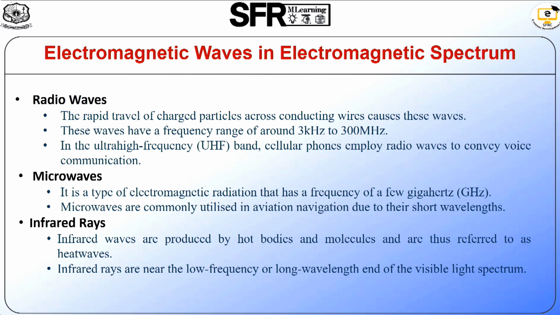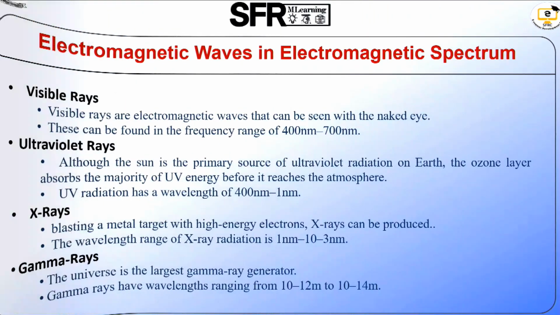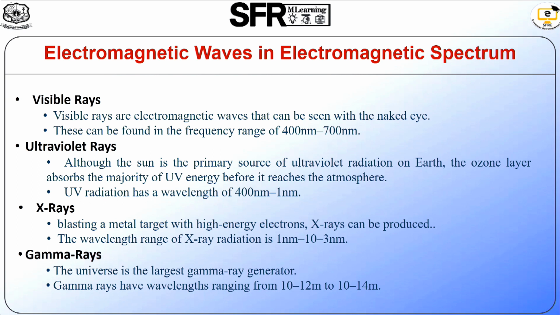Next one is infrared rays. Infrared waves are produced by hot bodies or molecules. So, infrared waves are referred to as heat waves. Infrared waves are near the low frequency or long wavelength end of the visible light spectrum. Next one is visible rays. Visible rays are electromagnetic waves that can be seen with the naked eye. They have a wavelength range of 400 nanometers to 700 nanometers.